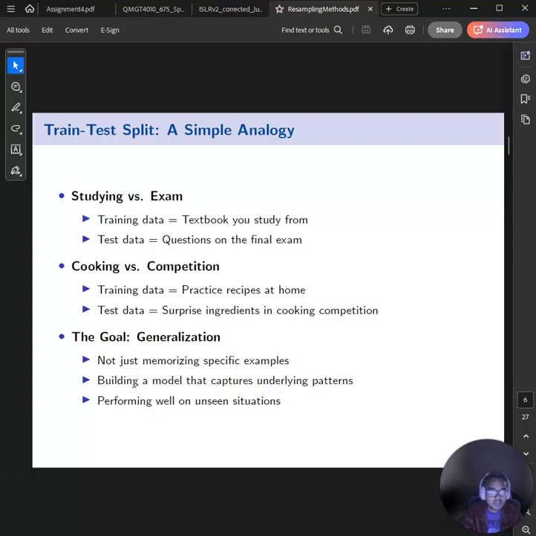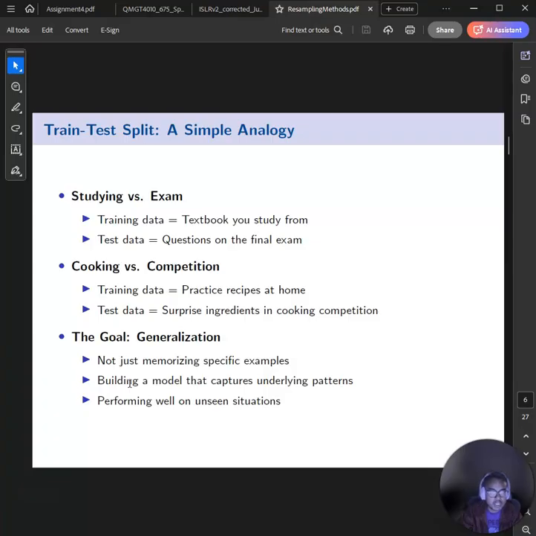So let's make the concept of train test splits more intuitive through some simple analogies. Think about studying for an exam. Your textbook is your training data. It is what you use to learn the materials. The exam questions represent your test data, new problems that evaluate how well you have understood the concepts. The goal is not to memorize the textbook, but to understand the underlying principles so that you can apply them to new situations.